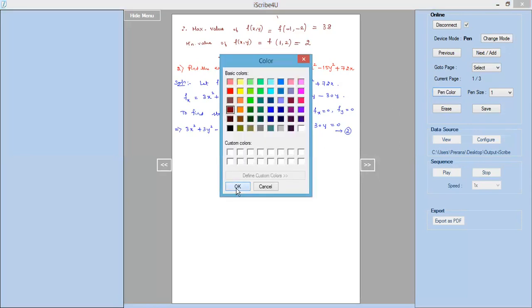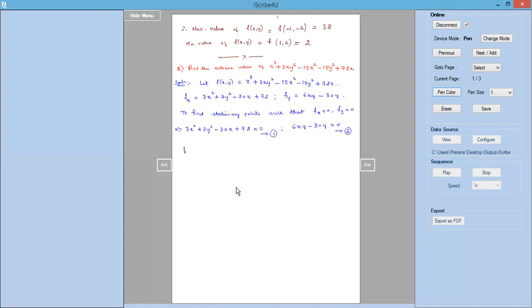So from equation 2, we are rewriting the expression 6xy minus 30y is equal to 0. We have 6y common and we remain with x minus 5 is equal to 0. So this gives us y is equal to 0 and x is equal to 5. We have obtained these from equation 2.